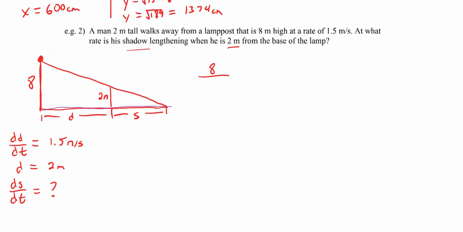Okay, so I'm going to call that D plus S. What would that be equal to? That'd be the same thing as 2 over S, just setting up that ratio, right? Now if we do a little cross multiplying there, we can make that 8S is equal to 2D plus 2S.